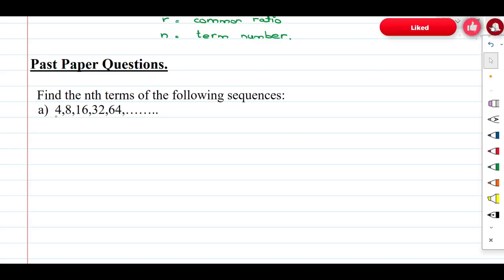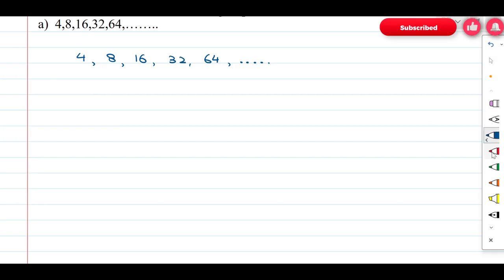The first sequence is 4, 8, 16, 32, 64, and so on. Let me write that sequence separately: 4, 8, 16, 32, 64, and so on. So this is a sequence, right? Now first we need to figure out the common ratio for that sequence, and then we need to find the nth term. The ratio between 4 and 8 is 8 by 4, which is 2. The ratio between 8 and 16 is 16 over 8.